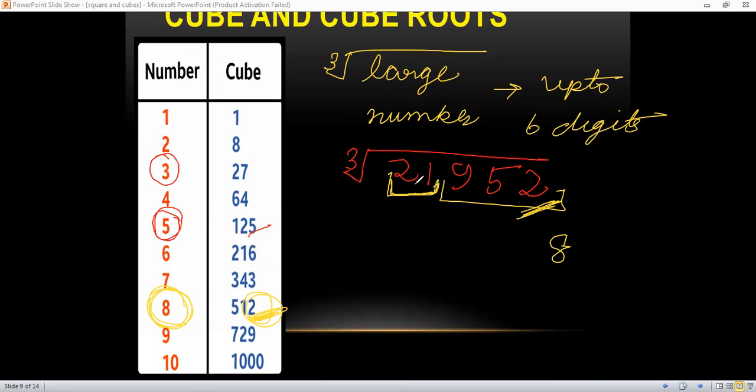Now I will check with 21, between which two numbers 21 is going to come. Between 8 and 27, 21 will come. So now I will compare the numbers 2 and 3, and I will take the smaller number, that is 2. So I will write 2. Now this is the cube root of the number.